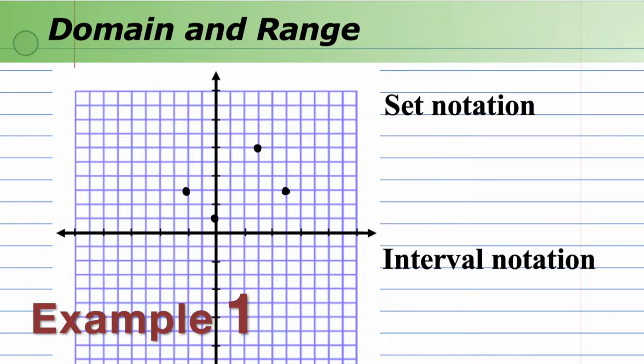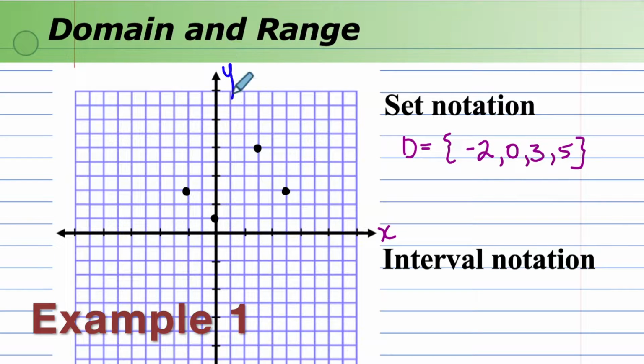Here we have some points, and we call this a discrete graph. The set notation for domain would be simply listing the x values. Now the x is the horizontal. I pretend I'm walking along the horizontal. At this point I have a -2. At this point the x value is 0. At this point the value is 3. And the last point, the value is 2, 4, 5.